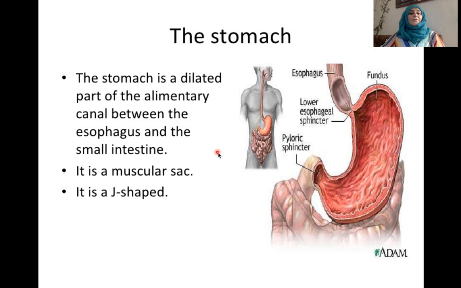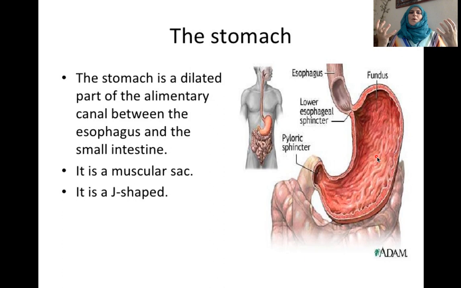It is divided into parts. But before I come to its parts, look at this slide. The interior of the stomach is folded. Inside, its membrane is folded into layers. We call these the rugae. Okay, they call them rugae. These rugae will disappear with distension.